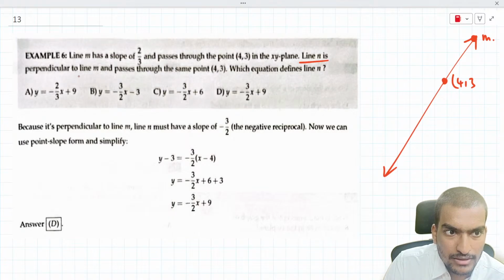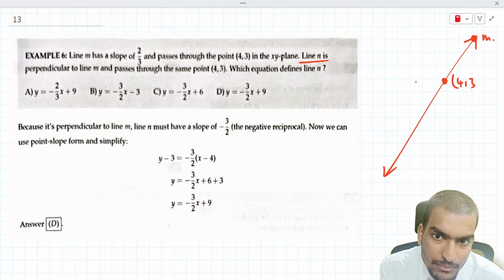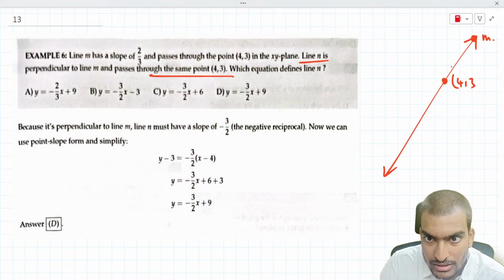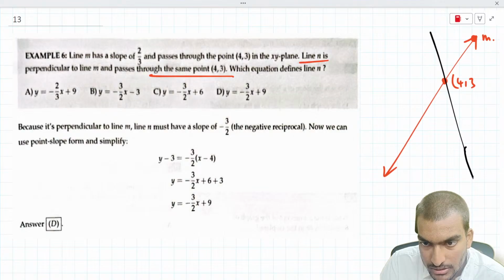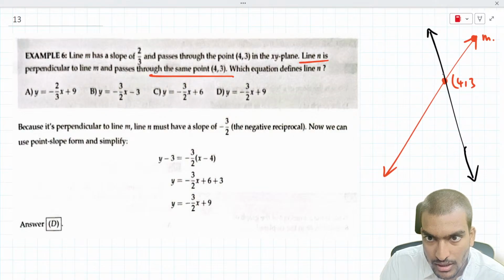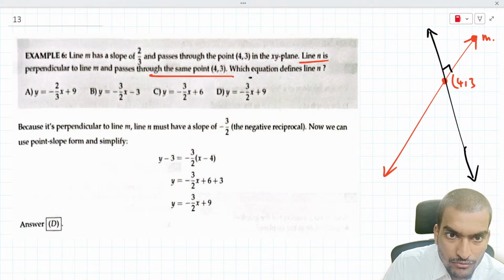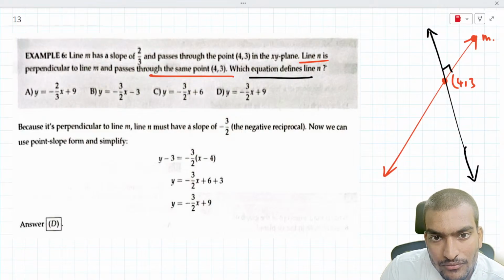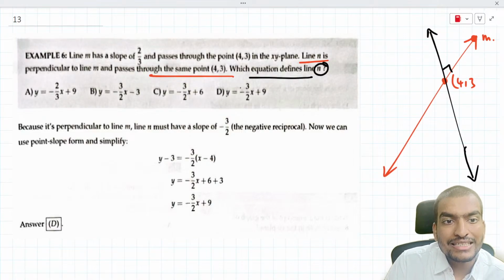Line N is perpendicular to line M and passing through the same point 4, 3, which means line N is passing through the same point 4, 3, and it is perpendicular. Which equation defines line N? We need to find the line N equation.